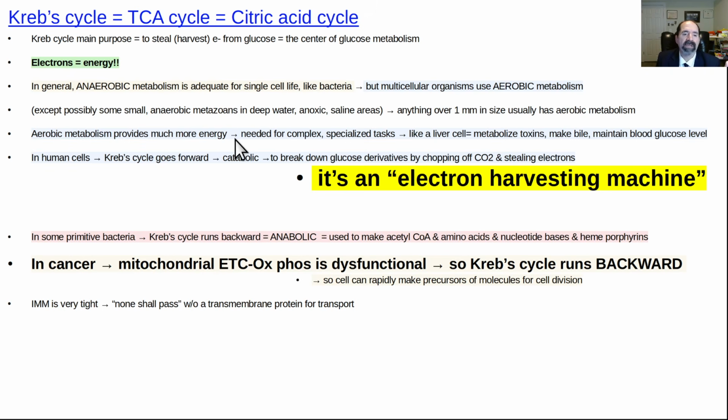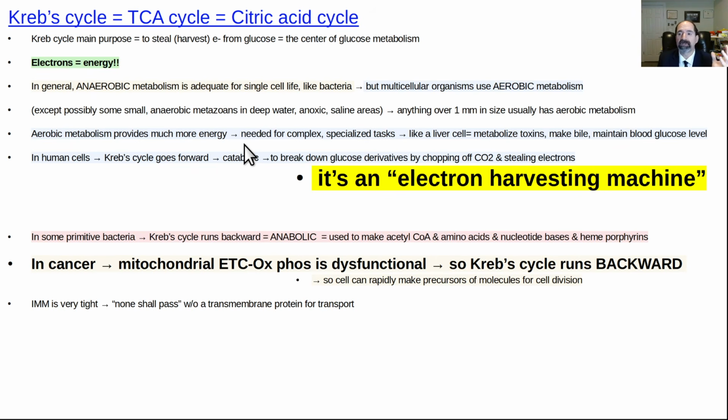Okay, aerobic metabolism provides much more energy than you can get with anaerobic metabolism. It's at least 16 times as much energy. Okay, so if you're going to be part of a multicellular organism and have a highly specialized job, like let's say something is a liver cell. A liver cell has to detoxify all kinds of things in the human body, including estrogen. It has to make bile for lipid digestion. It also has to maintain blood glucose levels. So it has to store glycogen. It has to know when to break down glycogen. It has to know when to run gluconeogenesis to generate glucose for the blood.